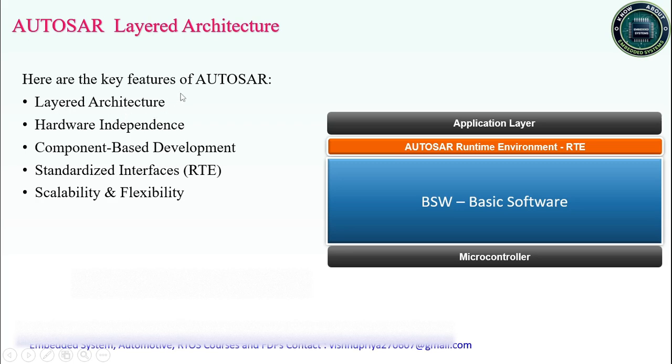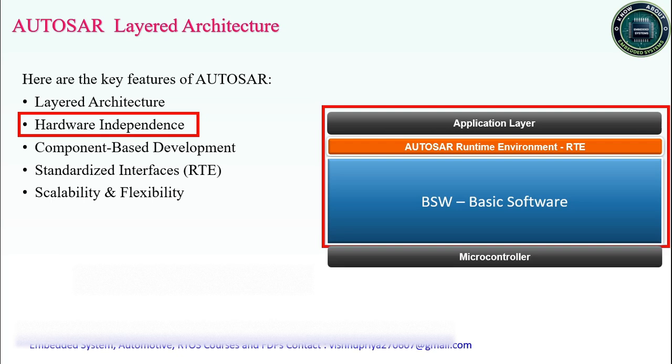The first important key characteristic of AUTOSAR is the layered architecture. The second important point is hardware independence. That means the complete AUTOSAR software will be independent of your hardware. Any microcontroller you can use, and according to that you can develop the software. So that is called hardware independent.